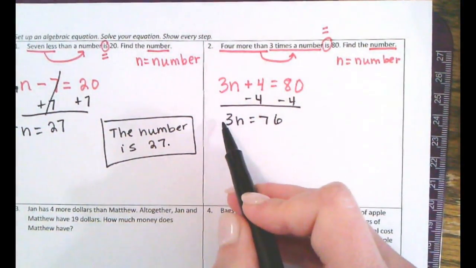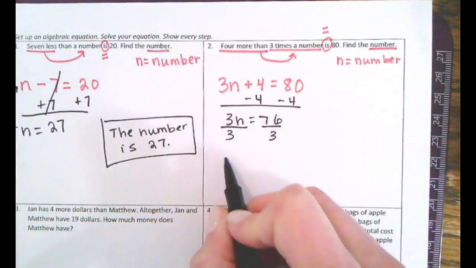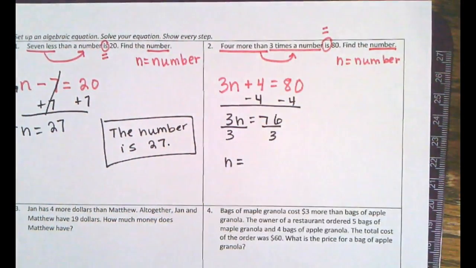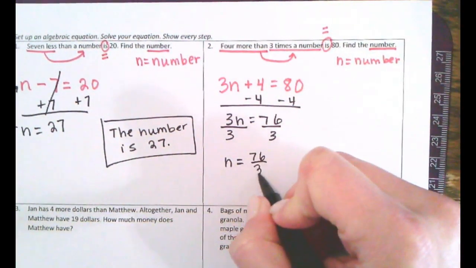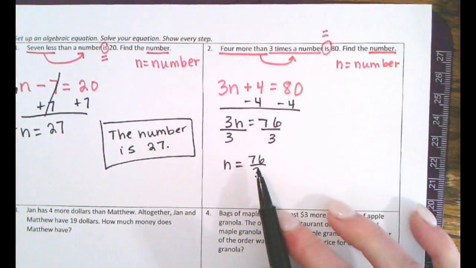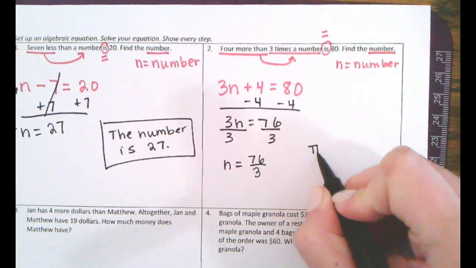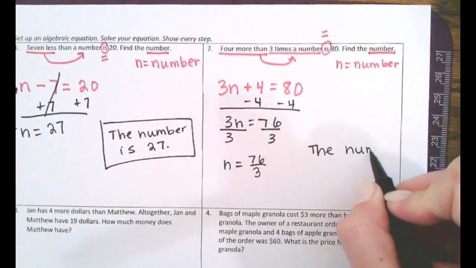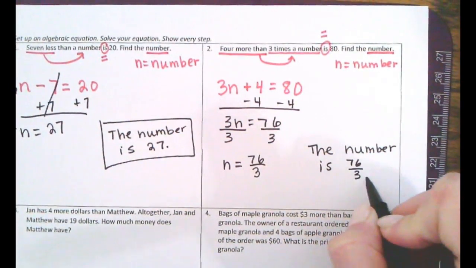And then dividing both sides by 3. 76 is not divisible by 3 evenly, so I'm going to leave it as an improper fraction. You are also welcome to leave that as a proper fraction, but I typically use improper fractions in algebra. So my sentence at the end will be, the number is 76 thirds.